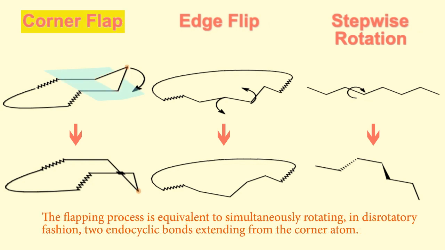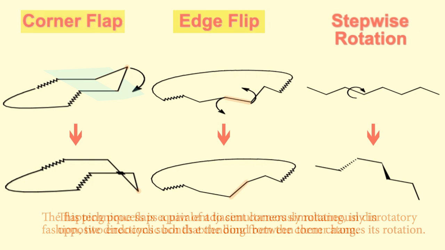The corner flapping process is equivalent to simultaneously rotating two endocyclic bonds extending from the corner atom in disrotatory fashion. It results in the corner atom moving to the opposite side of the plane defined by two alpha atoms and the midpoint of the two beta atoms in the ring.